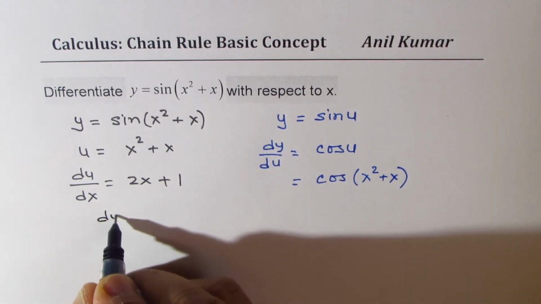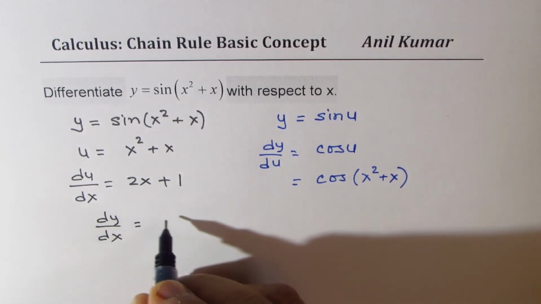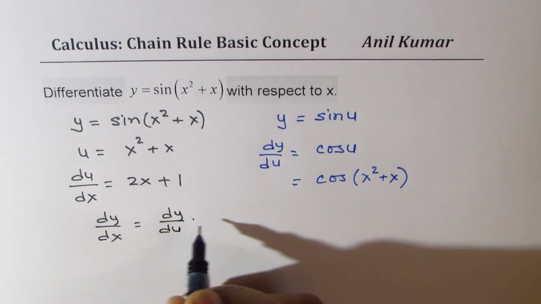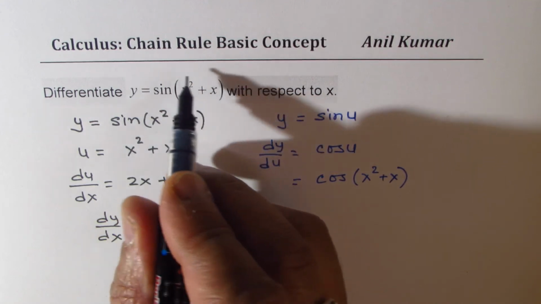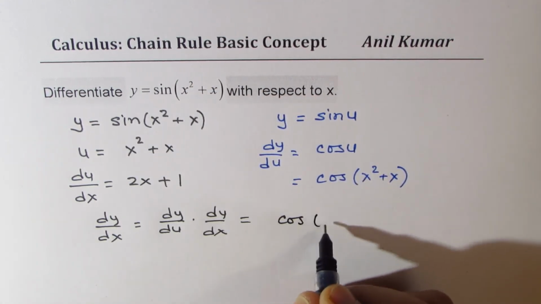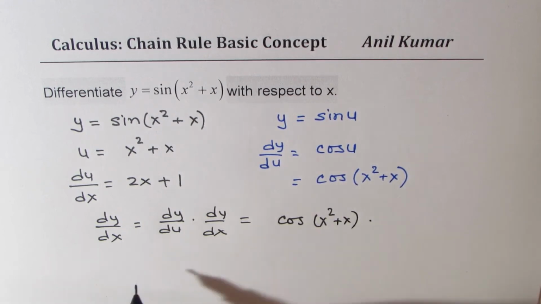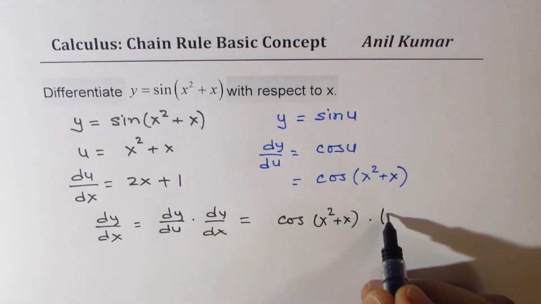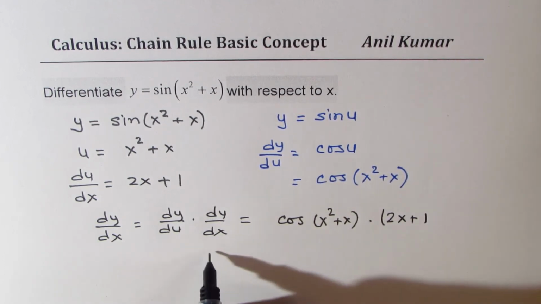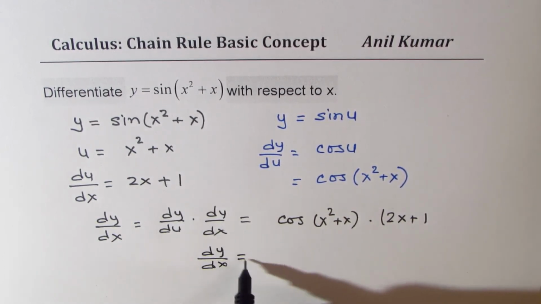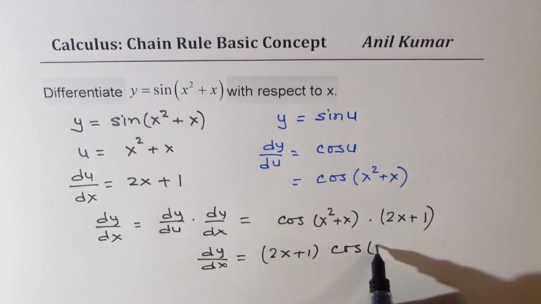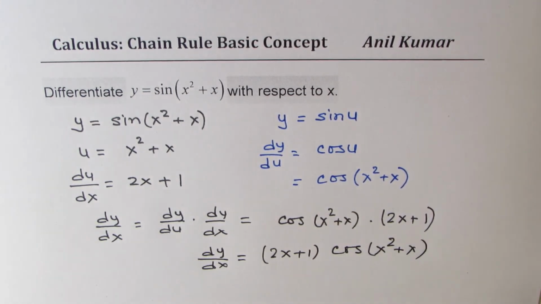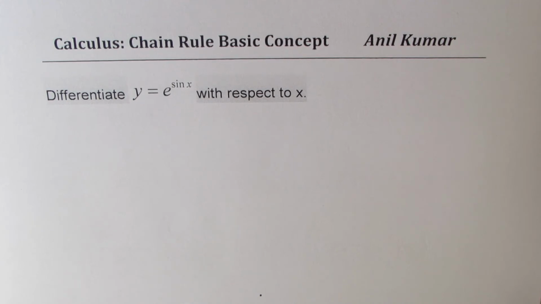And the derivative dy dx, applying the chain rule, is dy du times du dx, which is the derivative of the outside function, you see, cos of x squared plus x, times the derivative of the inside function, which is 2x plus 1. So now I could write dy dx as equal to 2x plus 1 times cos of x squared plus x. So I hope that makes sense, right? I would like you to copy this question, do it yourself, and then look into my suggestions.